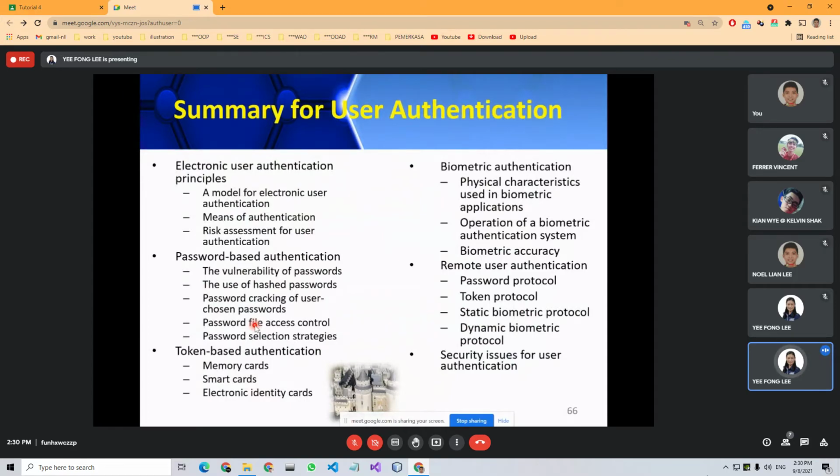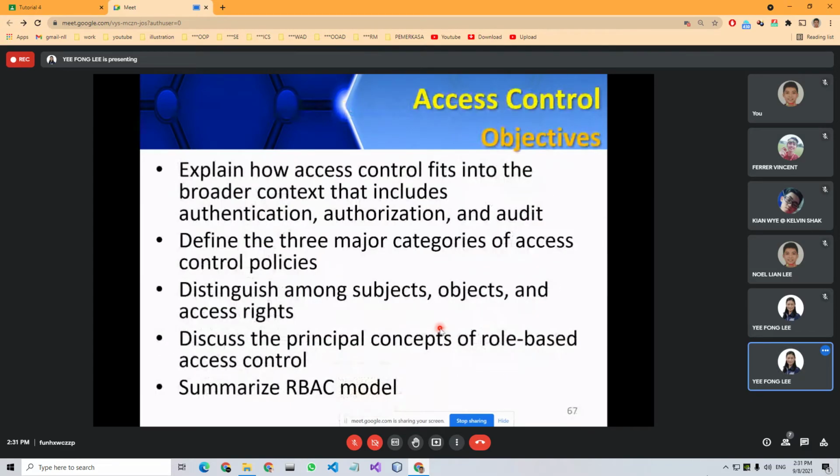Please focus on biometric authentication. And then they have 4 main categories of authentication. Password based, token based, biometrics, remote user. Big topic there. We have one small topic behind.